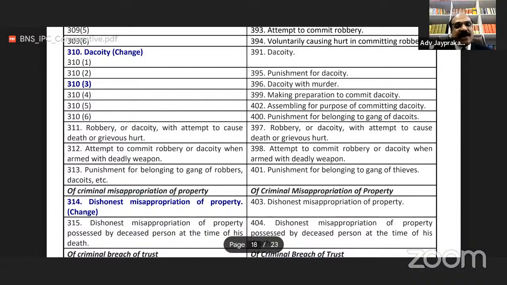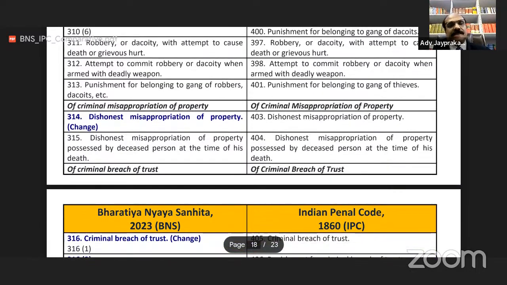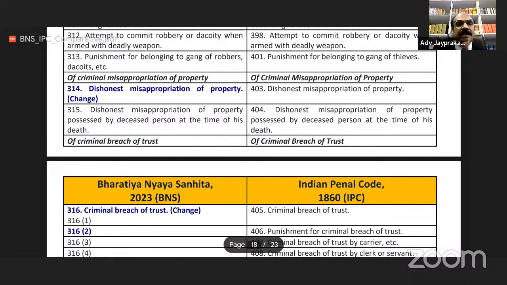BNS section 312, attempt to commit robbery or dacoity when armed with deadly weapon. Its earlier section was IPC 398. BNS section 313, punishment for belonging to gang of robbers, dacoits, etc. Earlier section was IPC 401. Of criminal misappropriation of property: BNS section 314, dishonest misappropriation of property. Its earlier section was IPC 403.